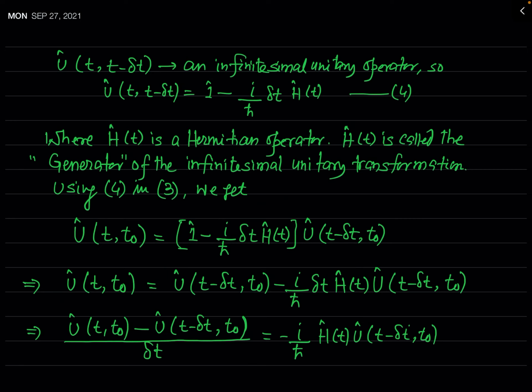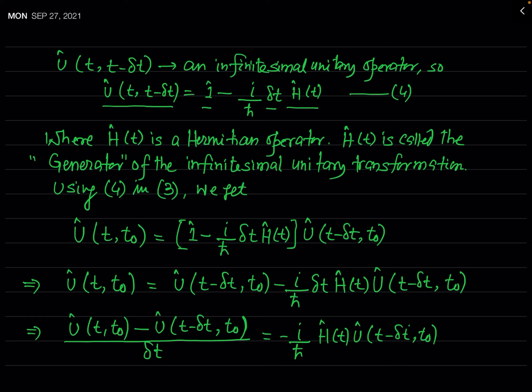And from the definition of the infinitesimal unitary operator, you can write that this U hat(t, t minus delta t) is equal to 1 hat minus i over h bar delta t H hat of t. This is just the definition of the infinitesimal unitary operator. So you must remember this.